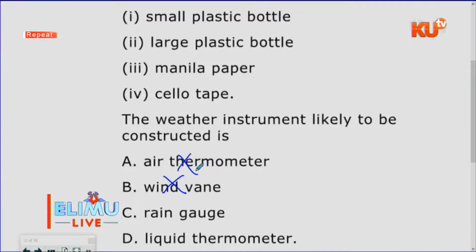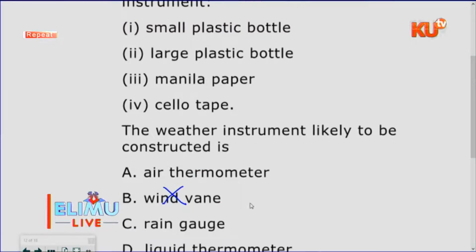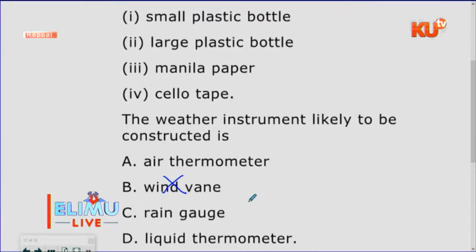Sorry for that. So we remove a wind vane because we don't need plastic bottles. Now we have an air thermometer and a liquid thermometer. When you talk about an air thermometer and a liquid thermometer, we need to have some colored water somewhere. So we take it out, and our right answer is rain gauge. Our right answer is supposed to be rain gauge in this case.